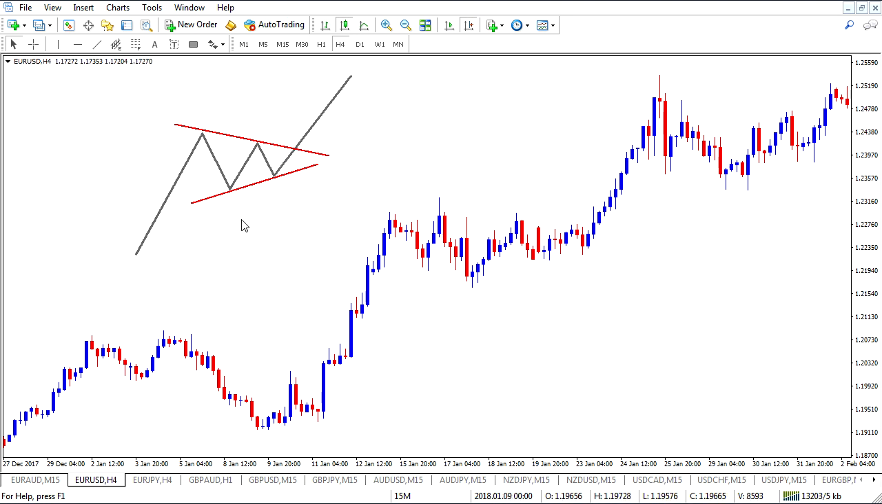Now, a symmetrical triangle is more neutral this way. It can pop out in either direction. And the pole of a symmetrical triangle is less obvious. Generally, there isn't one, and it's just a market that consolidates as it gets narrower and narrower, and from there, it can pop out of the formation in either direction.